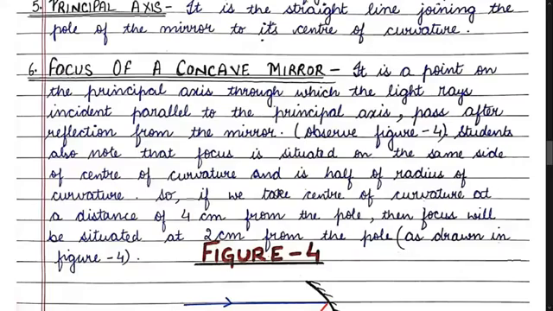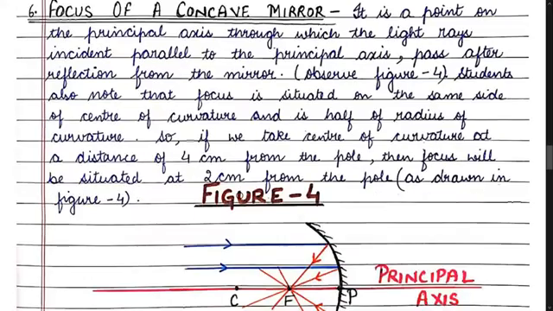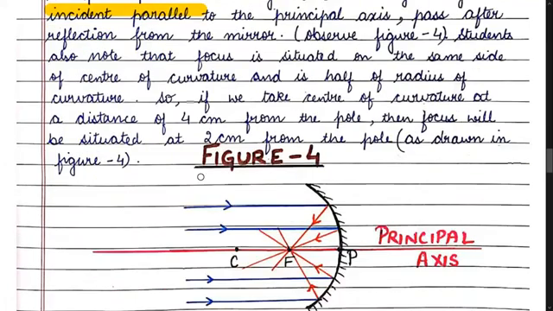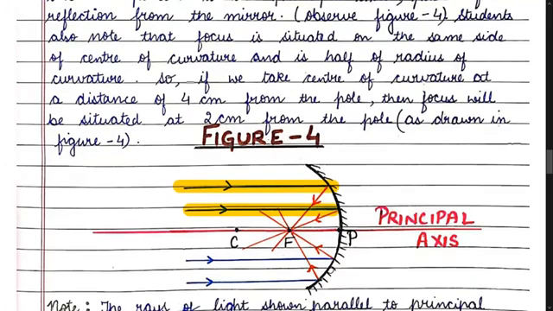Now coming to the very important part, that is the focus of a concave mirror. Now students, what is the focus of a concave mirror? It is a point on the principal axis through which the light rays incident parallel to the principal axis pass after the reflection from the mirror. Now students, kindly observe figure number 4.